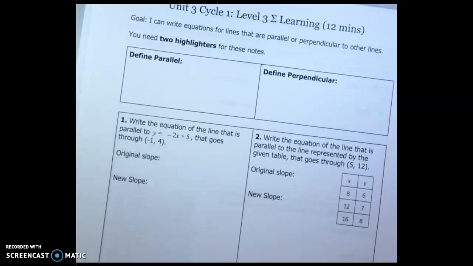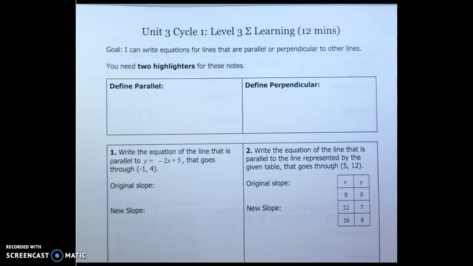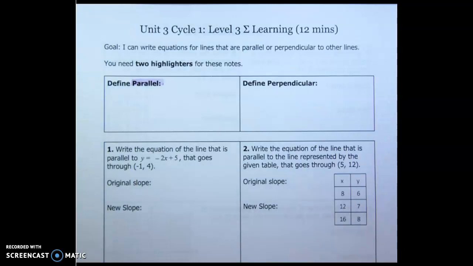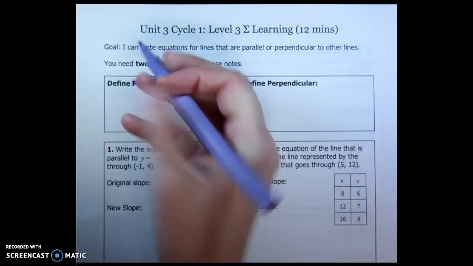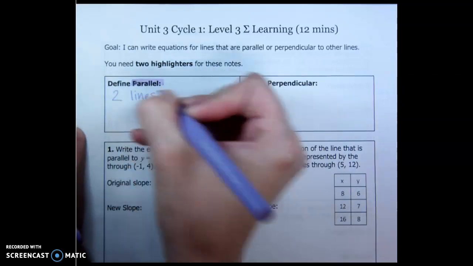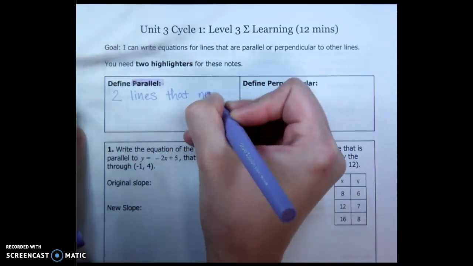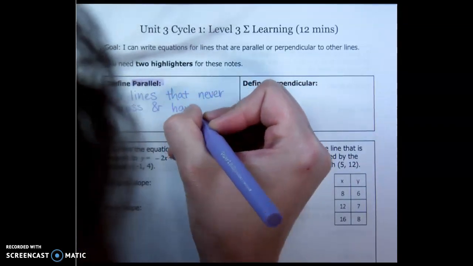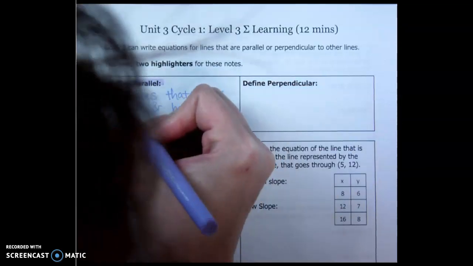For this section of notes, you do need 2 highlighters. We are talking about writing equations for lines that are parallel and perpendicular to other lines. Before we get started, we need to define parallel and perpendicular. All of my parallel words are going to be highlighted in purple. Parallel means 2 lines that never cross and they have the same slope.